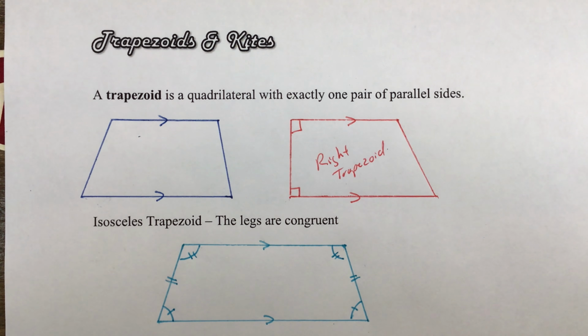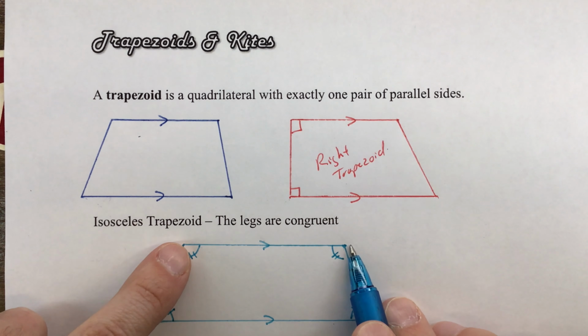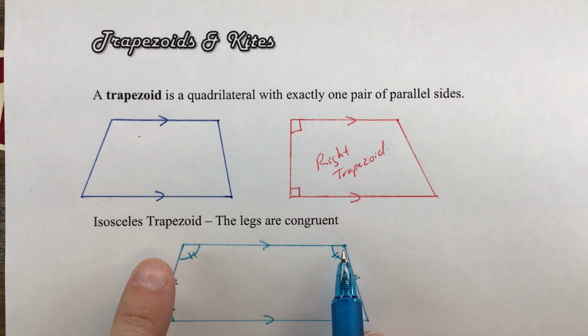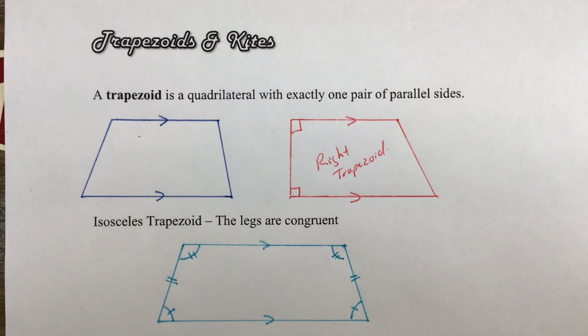So in the isosceles trapezoid, here's everything labeled. You've got the congruent legs, you've got the congruent base angles at the bottom, you've got the congruent base angles up at the top. And one thing I forgot to mention as well, the parallel sides in any of these pictures are referred to as the bases. So you actually have two bases for your trapezoids.